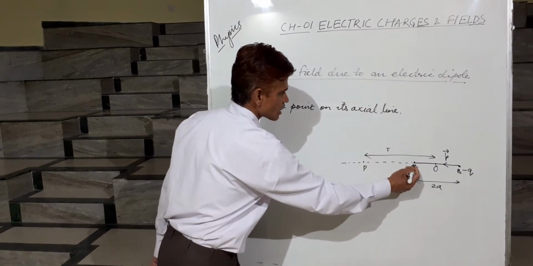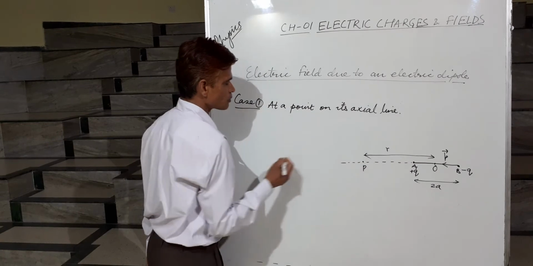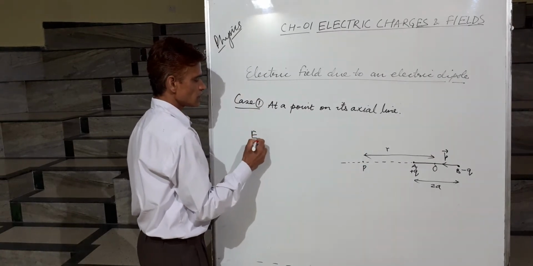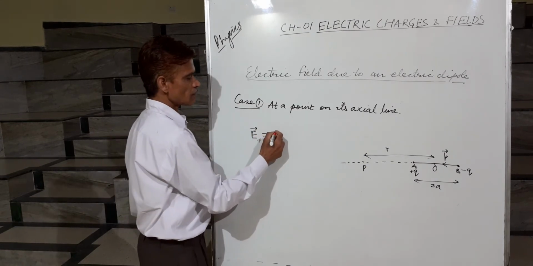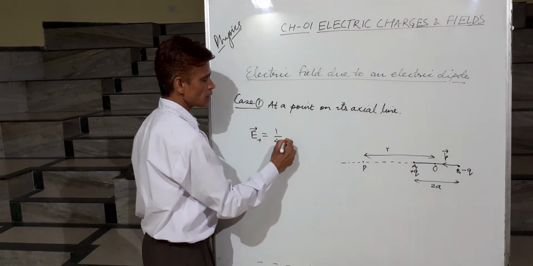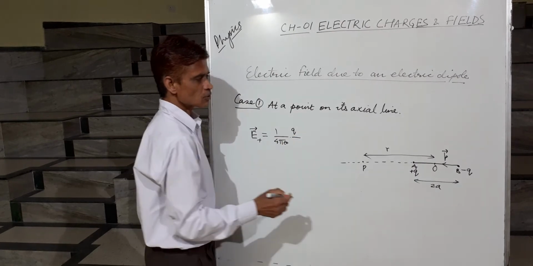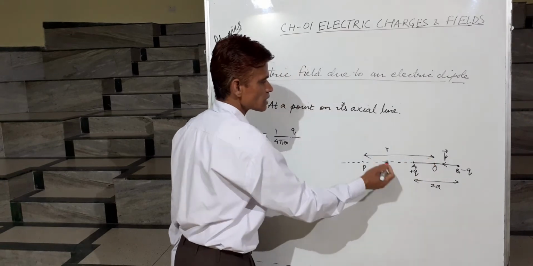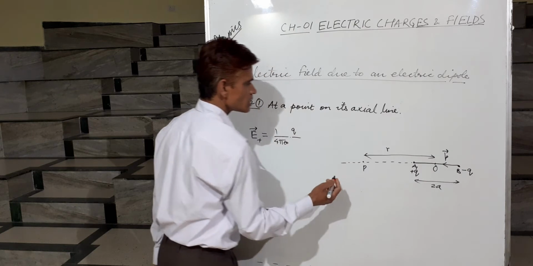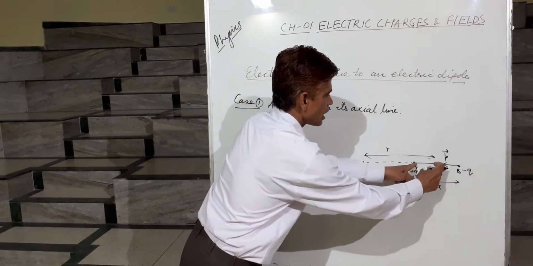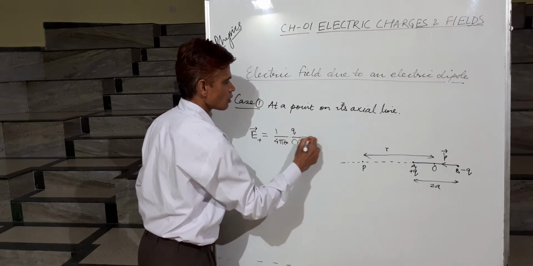So first let us calculate the electric field due to plus q charge at this point P. So this is E vector E plus, it will be given by 1 by 4 pi epsilon naught q upon r square. So here r is distance from the center, it is not from this charge. So from this charge, the distance is r minus a, that is r minus a whole square.